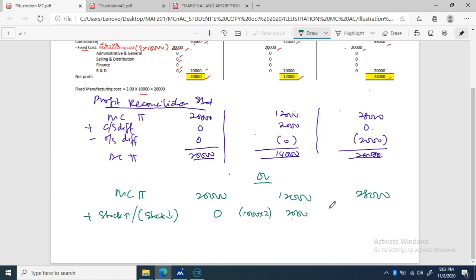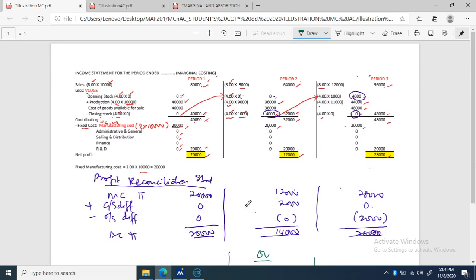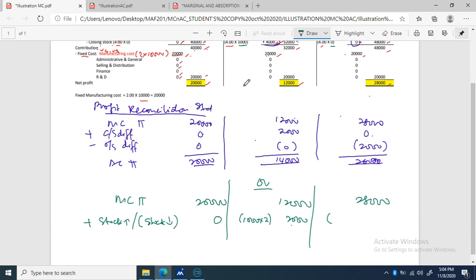Okay, how about period 3? From 1,000 to 0, that means stock decrease. Stock decrease, we should minus. So how many units decrease? 1,000 units times 2, so we should minus 2,000.